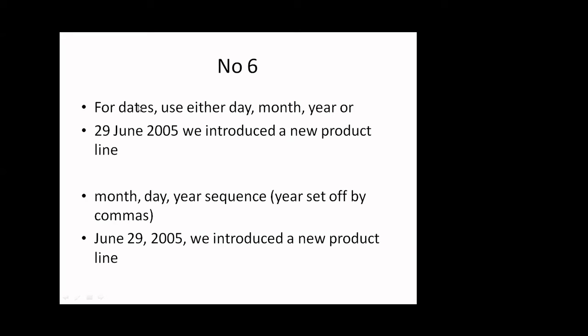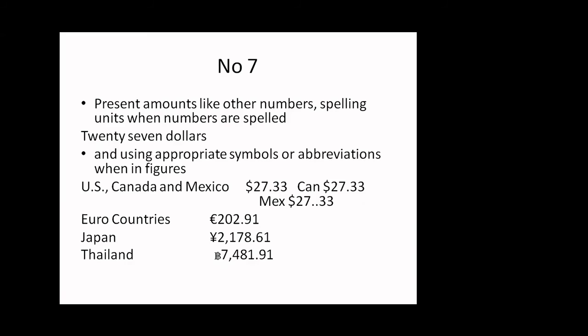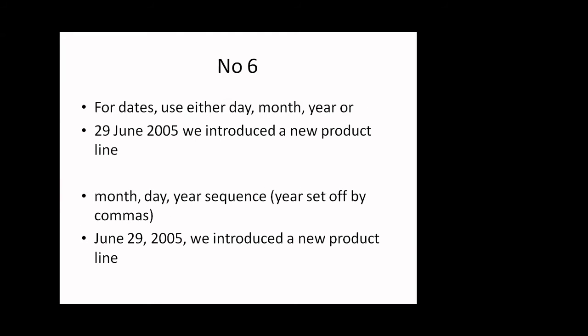Again, for the dates, you can use day, comma, month, comma, year. So this is the sequence: day, month, and year. Next, what is the sequence? Month, day, and year. When you are using it like this, day, month, year, you are not using any comma. But when you are using it month, day, year, you are supposed to use the comma. So again, this is a simple thing. That was rule number 6. So next is rule number 7.